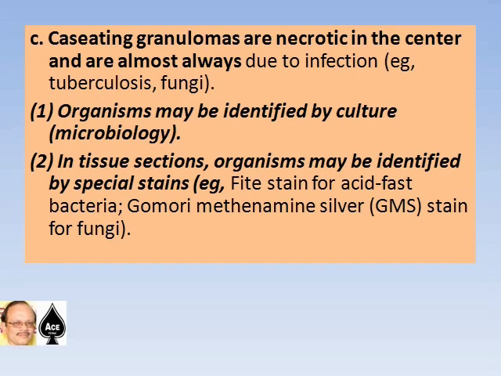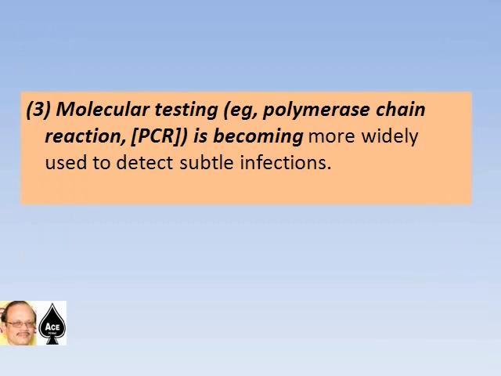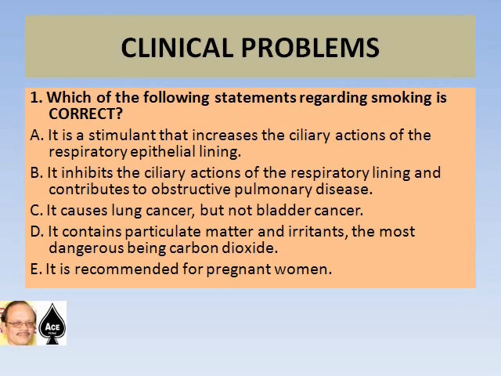Caseating granulomas are necrotic in the center and are almost always due to infections like tuberculosis and fungi. Organisms may be identified by culture, that is microbiology. In tissue sections, organisms may be identified by special staining like a Fite stain for acid-fast bacteria and Gomori methenamine silver, GMS stain, for fungi. Molecular testing like polymerase chain reaction, PCR, is becoming more widely used to detect subtle infections.